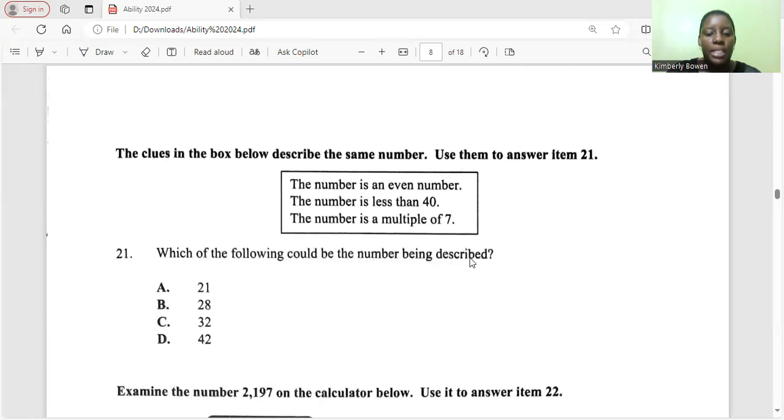Could be the number being described. I know 20 is not a multiple of 7, and also 42 is. We're looking for a number less than 40, so 42 is not less than 40. Both are even numbers, but the answer is 28.